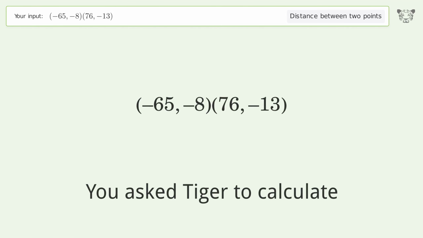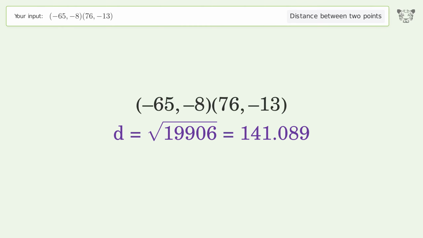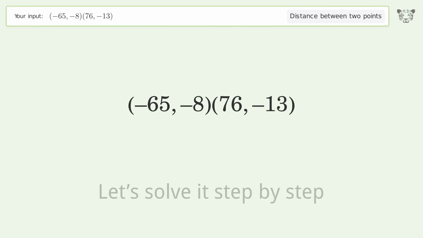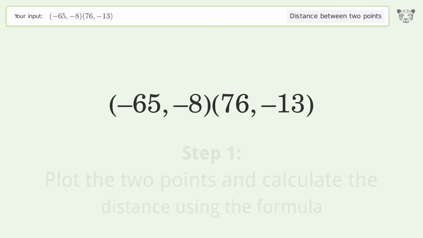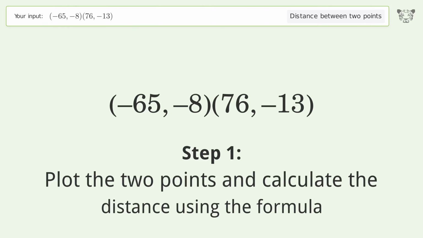You ask Tiger to calculate. This deals with the distance between 2 points. The distance between the 2 points is the square root of 19,906, or 141.089. Let's solve it step by step. Plot the 2 points and calculate the distance using the formula.